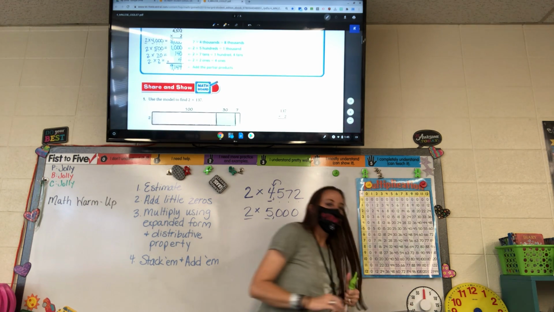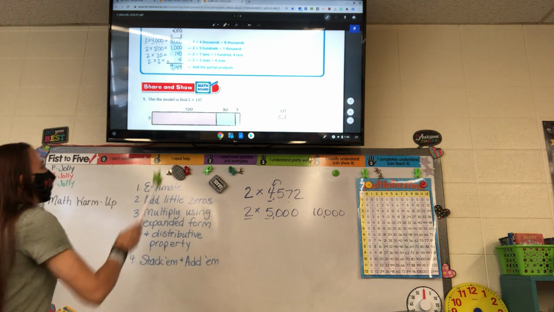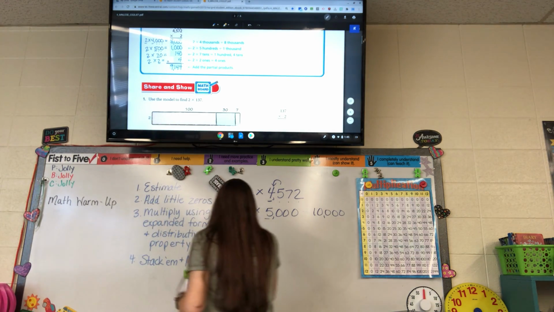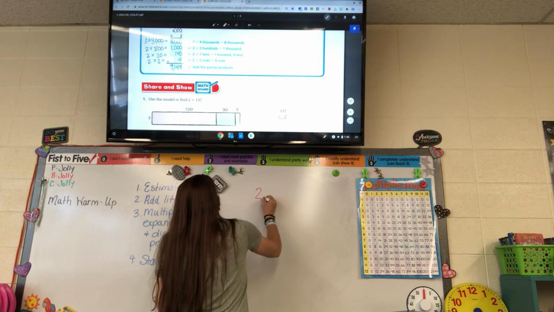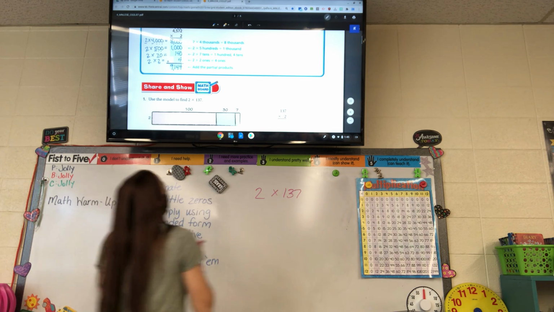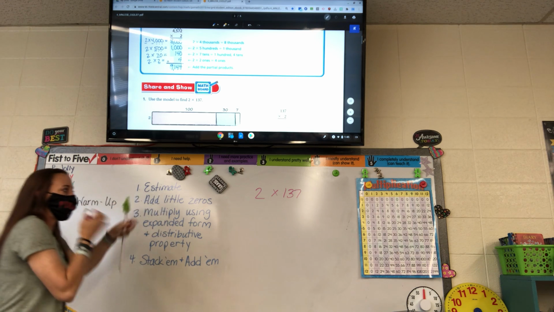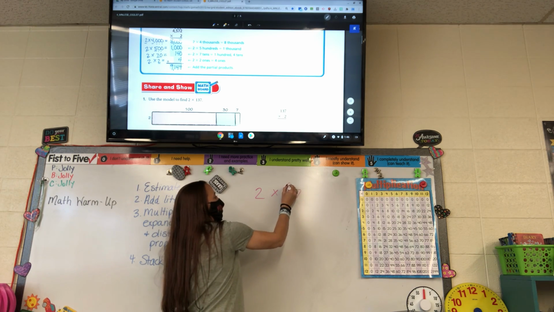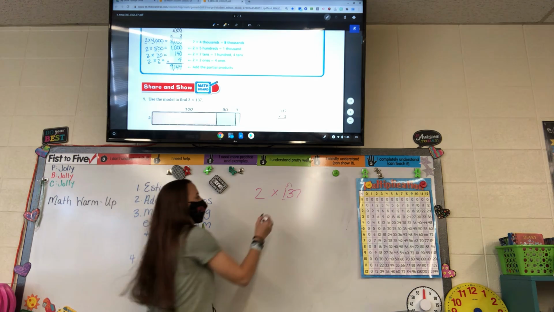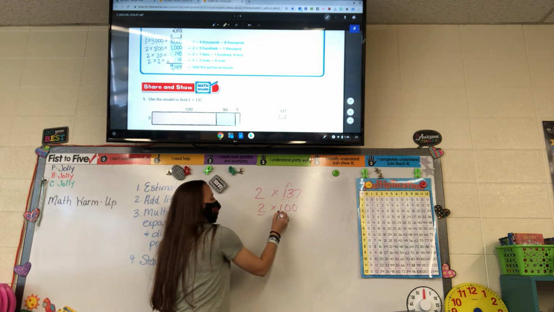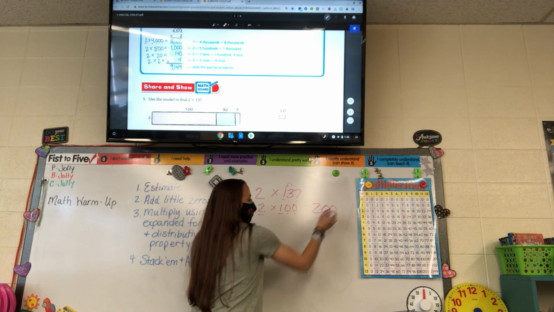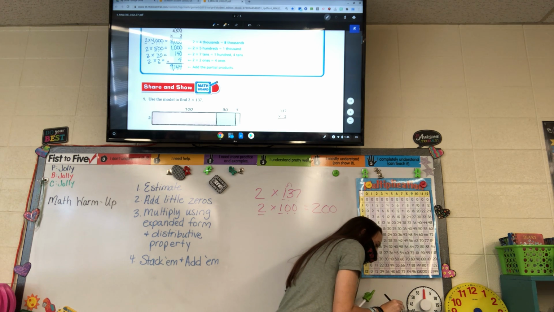Okay. Here is how you do this with a model. 2 times 137. 2 times 137. What do we do first? We estimate. What does the 3 tell the 1 to do? Stay the same. And the 3 and the 7 become zeros. And then we do 2 times 100. 2 times 1 is 2 with 2 zeros behind it. So here's our estimate. Estimate, that's the abbreviation, equals 200. Write that down.